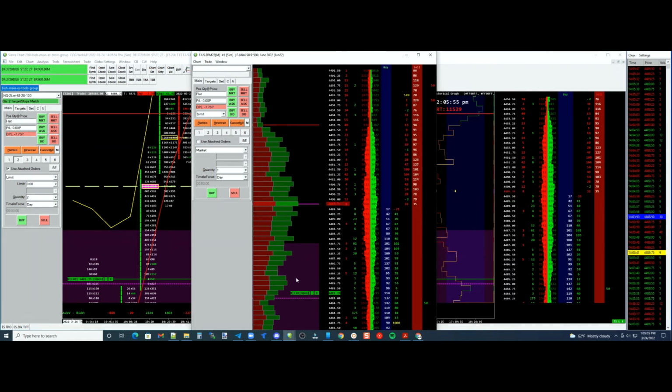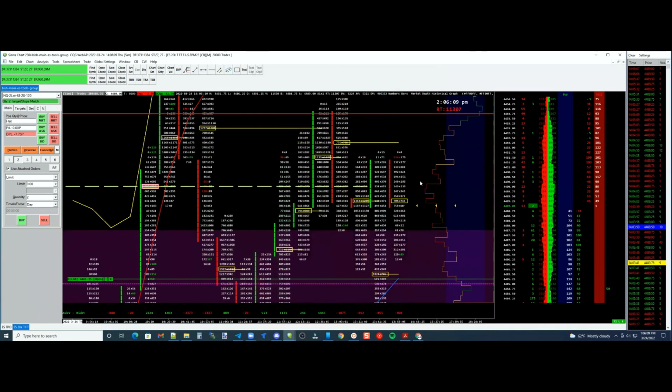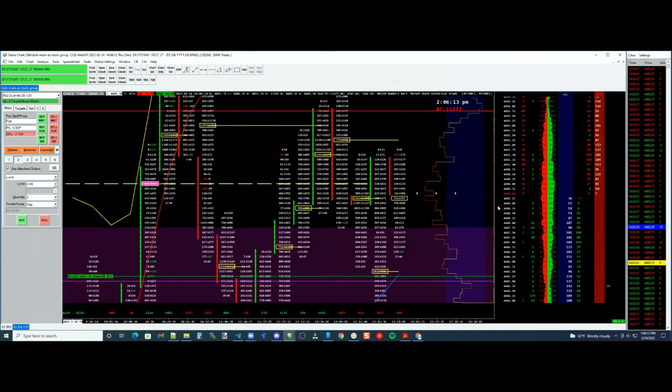I want to leave it open to you guys. I know we've been going on for a while now. But yeah, there you go. This is not my particular setup itself because I strictly trade off the footprint. And I'm using the DOM with those exact same levels set up like this against it.